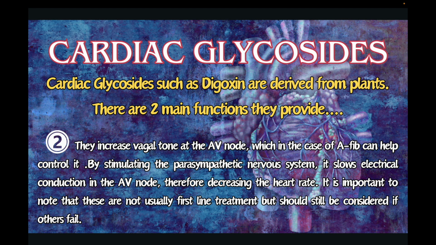Second thing to remember, cardiac glycosides increase the vagal tone at the AV node. And remember, when we increase the vagal tone, it slows. So in the case of AFib, that's pretty nice because that's what we're trying to do. By stimulating the parasympathetic nervous system, it slows electrical conduction at the AV node. It decreases your heart rate. These are not typically first-line treatments, but we also use them in conjunction with others if they don't work as well.